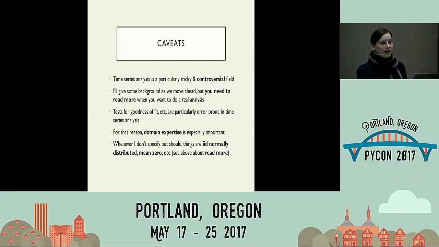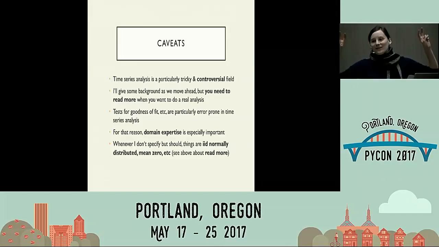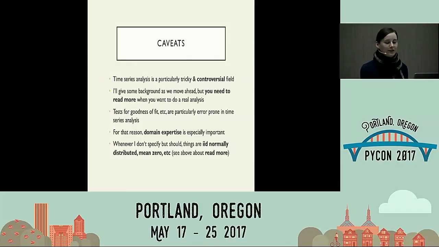And I'm going to be fast and loose today about assumptions that are required for models, et cetera. Whenever I don't specify but should, you should probably be thinking that things are IID, normally distributed, mean 0. If you're not a stats person, that just means it's a fairly normal type thing. We're not going to assume that things are dysfunctional or especially weird. And that tends to be true-ish for real-world data most of the time.